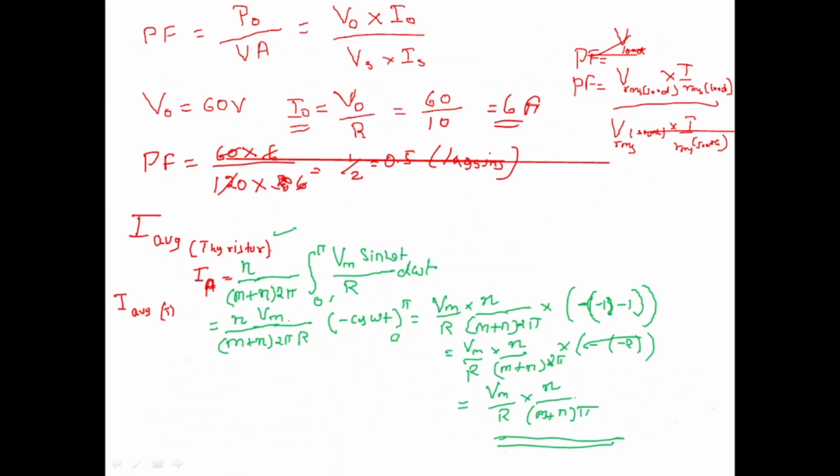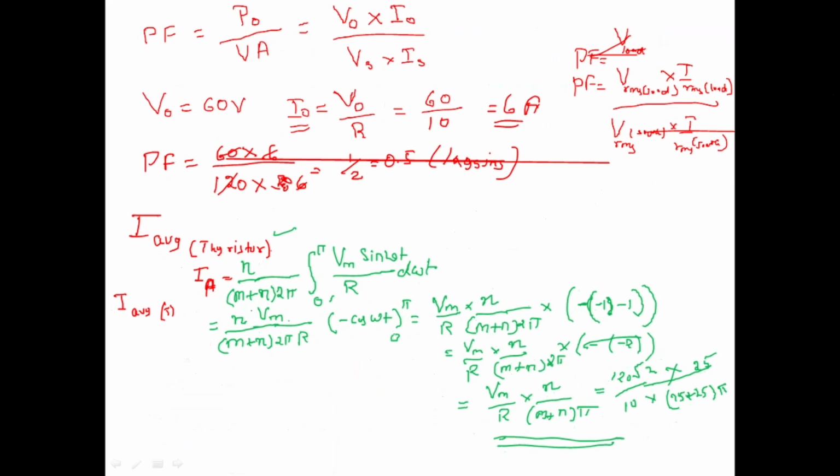So the value of the average is Vm. What is the Vm value? Vm is nothing but the source voltage peak, the peak value of the input voltage, that is 120 into root 2. Please calculate 120 into root 2 using a calculator. n is 25, divided by R, which is 10, m plus n, m is 75 plus n 25, into pi. All of you calculate this.